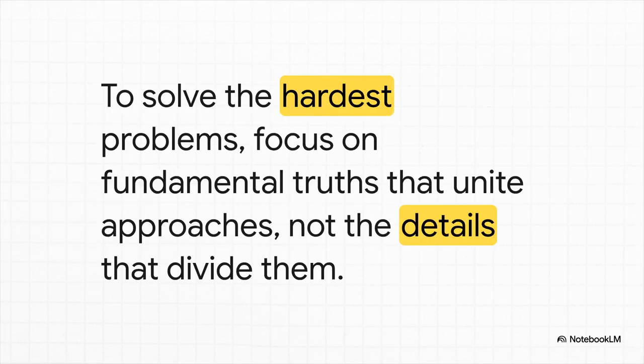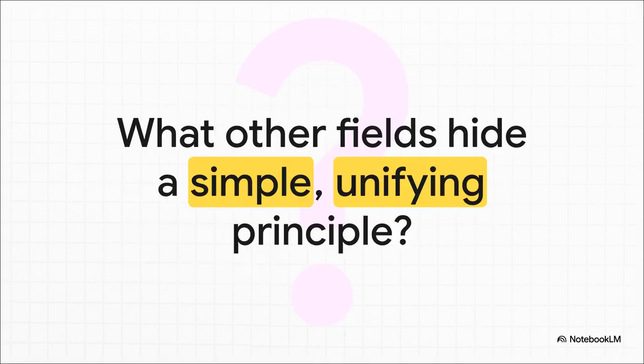Really, the key takeaway here is bigger than just computer science. It's a lesson about how to solve hard problems in general. If we want to make big leaps forward, we have to stop getting obsessed with the surface-level details that make different approaches look different and start looking for the fundamental truths that actually unite them. And that really leaves us with a final, big question to chew on. This framework found a simple, unifying idea hidden under decades of complicated stuff. So you have to ask, what other breakthroughs are just waiting out there in fields like biology or economics or anything else for someone to find that simple, unifying principle that's been hiding in plain sight all along?